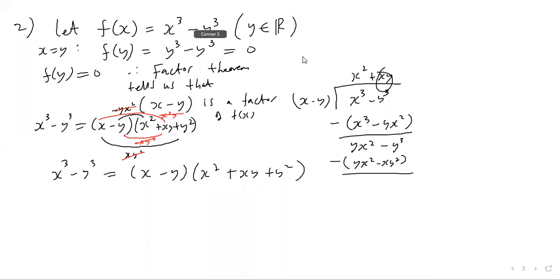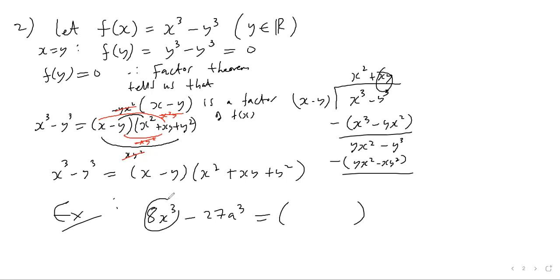So just as a little example to exemplify what we're doing here. A good example could be something like this. For example, let's say you've got 8x cubed minus, let's go with 27 a cubed. To factorize this is just going to be the cube root of that number there, subtract the cube root of that number there in our first brackets. So 2x subtract 3a, and then multiplied by x squared.